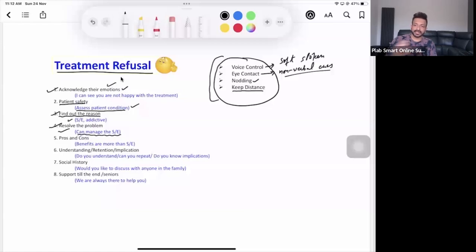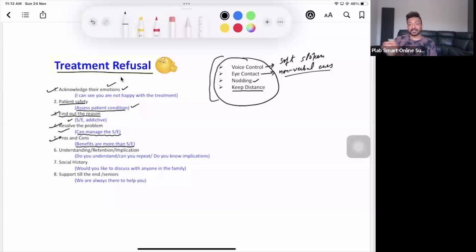Doctor, it has side effects. And what you say is, yes, every drug has side effects. Every medication has side effects. But we can manage those side effects, right? You can also say the benefits are more than the side effects. See, every medicine has side effects, but the benefits are more than the side effects. So it's advisable that you take this medication.